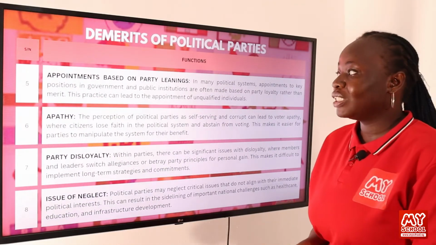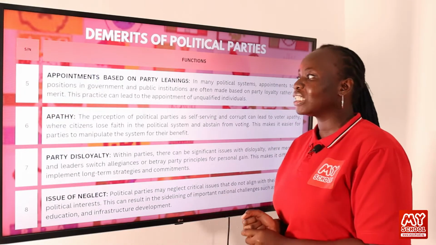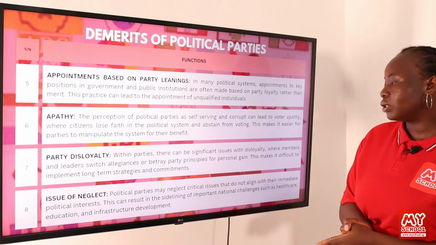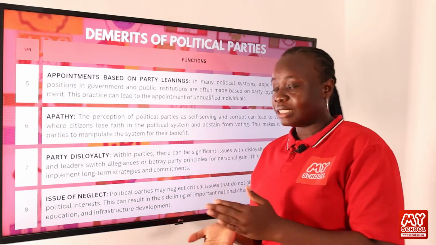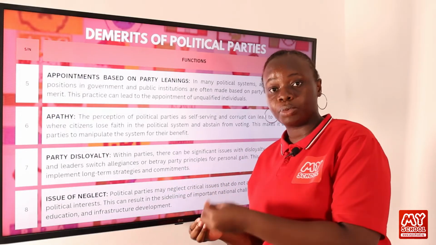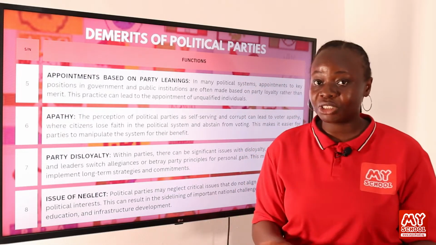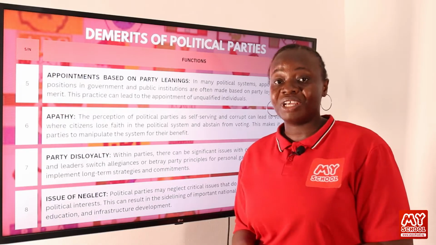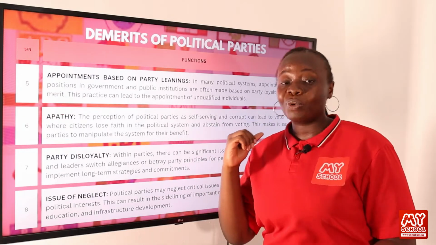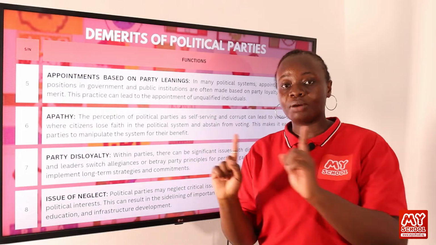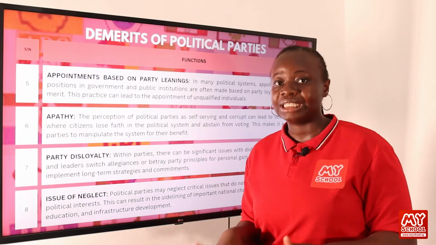All right, and that demerit is appointments based on party leanings. So in many political systems, appointments to key positions in government and public institutions are often made based on party loyalty rather than merit. And this practice can lead to the appointment of unqualified individuals. The president in a particular country is responsible for appointing various public officials like judges, the chairman of public corporations, ministers in the various ministries in the country. And when they appoint these people based on whether or not they support their political party, it's no longer based on merit. So this can lead to the appointment of unqualified individuals into our courts, into our ministries, and into our various public corporations. And this can lead to the lack of development that we see in our society.